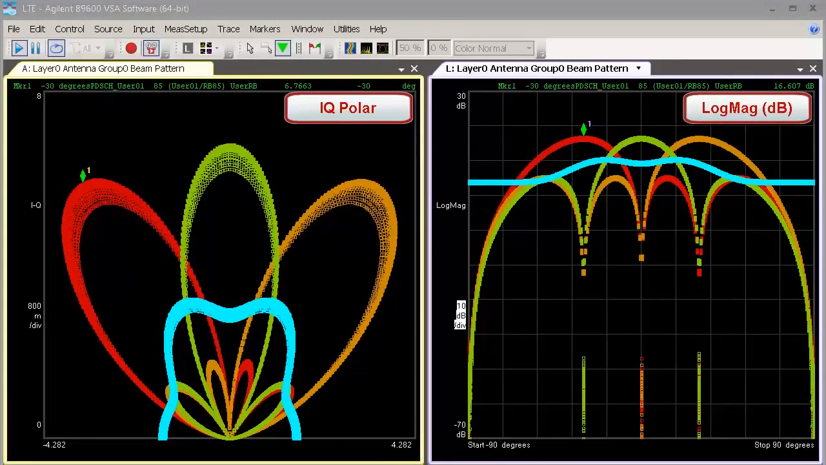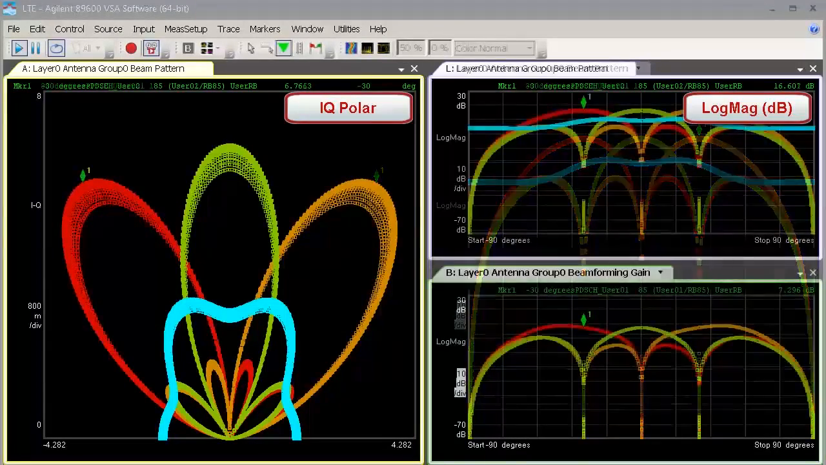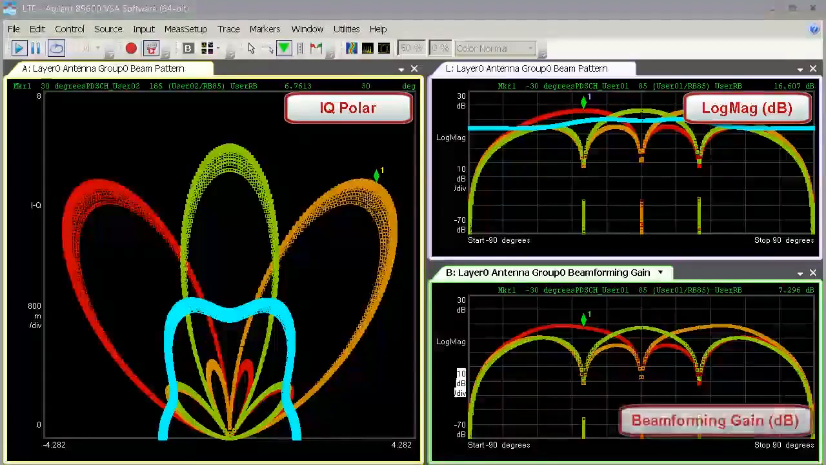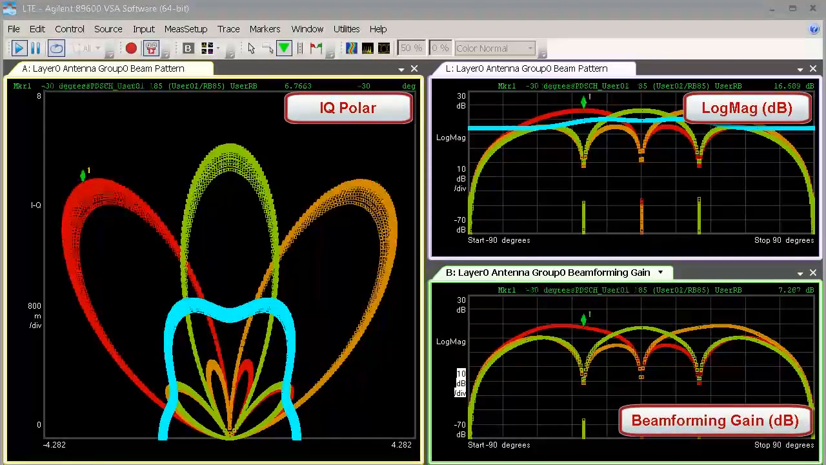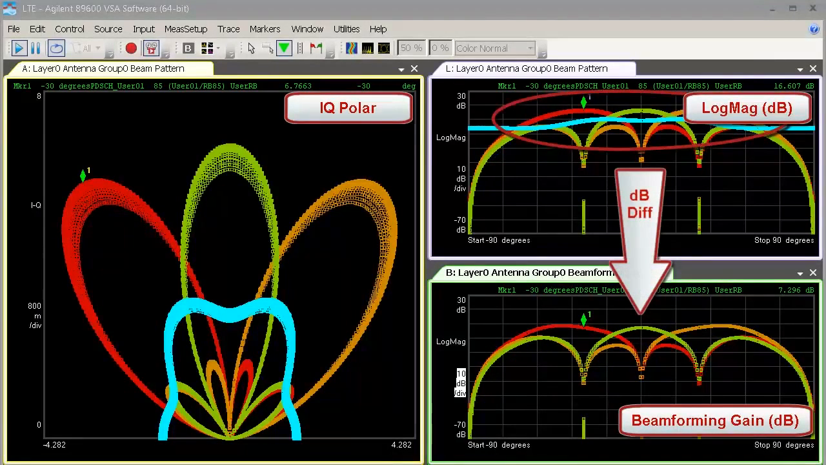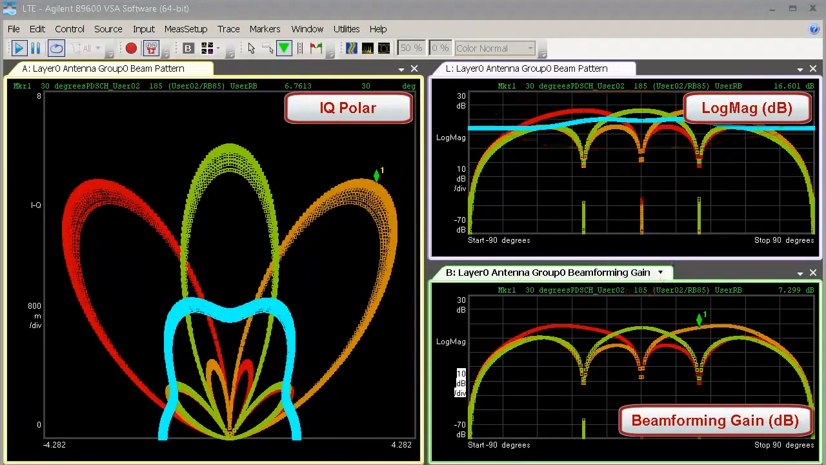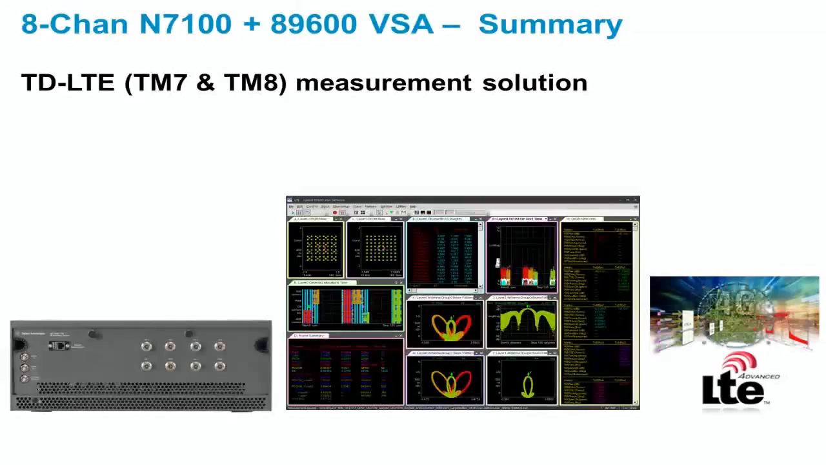A key metric to be verified within TD-LTE beamforming transmissions is beamforming gain. The VSA software has added a new beamforming gain results trace specifically for this purpose. It reports the dB difference between each UE-specific beam pattern and the common cell-specific broadcast beam pattern to produce a beamforming gain trace result for each user allocation. The beamforming gain results can be viewed for each individual resource block associated with each user's allocation.